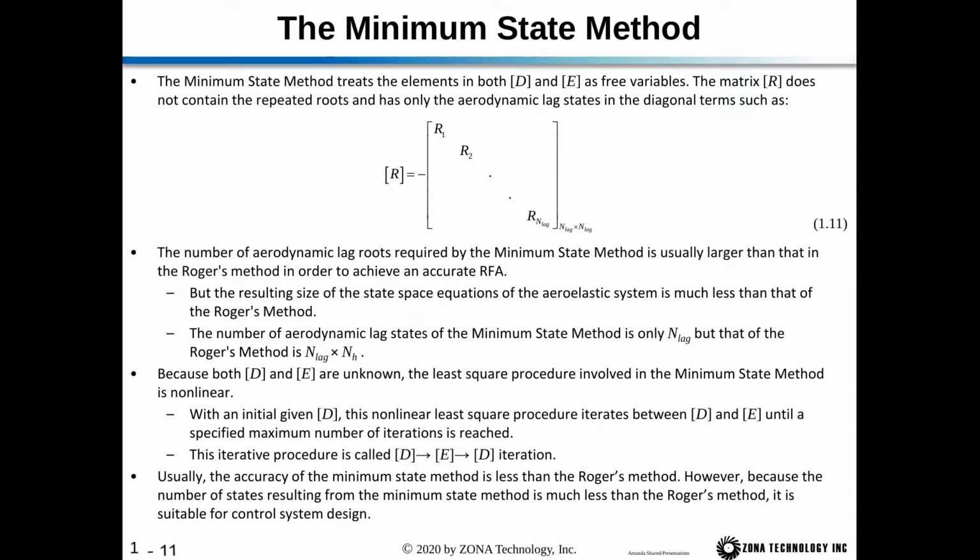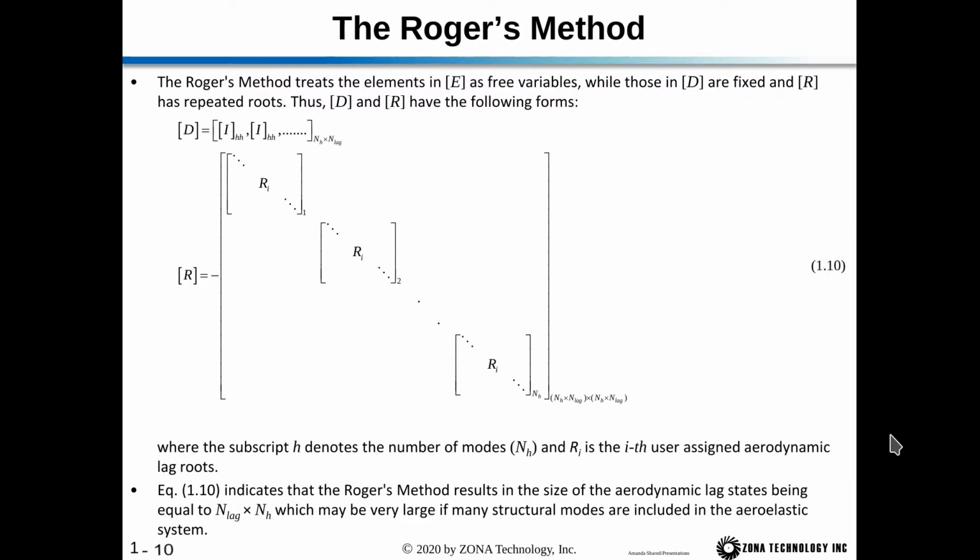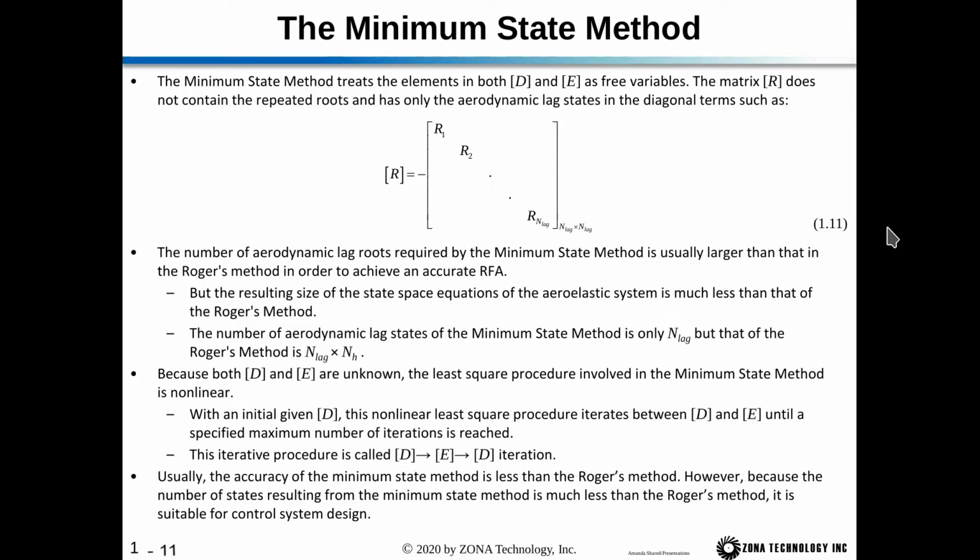However, with the Rogers method, because it's only one iteration, or it's not even an iteration, you just fix D and solve for E. So it's a one-shot solution. If you change the AIC matrix by a little bit, then when you solve for E, the elements will only change a little bit. And so the values in E have a little bit more of a physical meaning in the Rogers method. However, usually in most cases, the minimum state method is preferred because, as we said, the final number of states is much less.